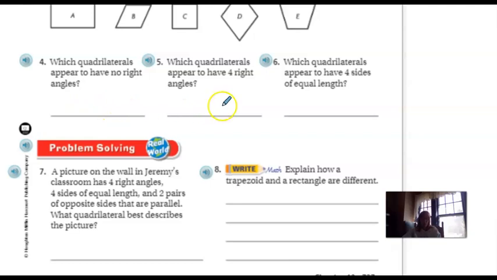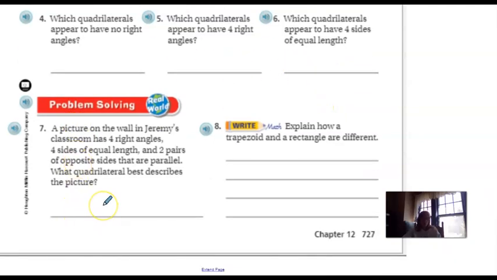Number 4 is B, D, and E. Number 5, A and C. And number 6, B, C, and D. Number 7 is a square. And number 8 says explain how a trapezoid and a rectangle are different. A rectangle has 2 pairs of parallel lines where a trapezoid only has 1 pair of parallel lines. Okay, we're going to move on.